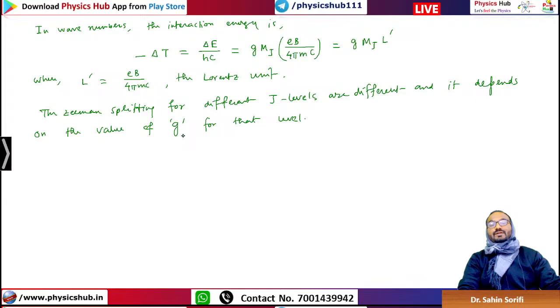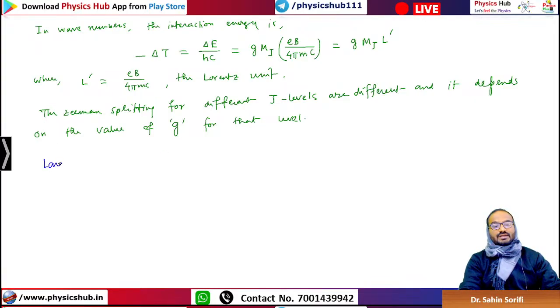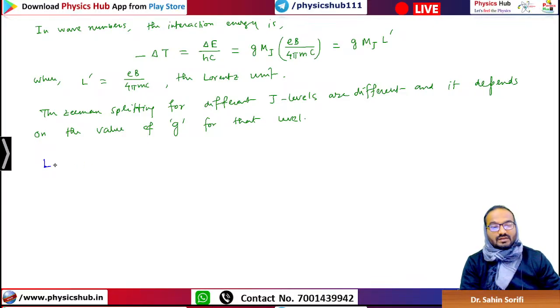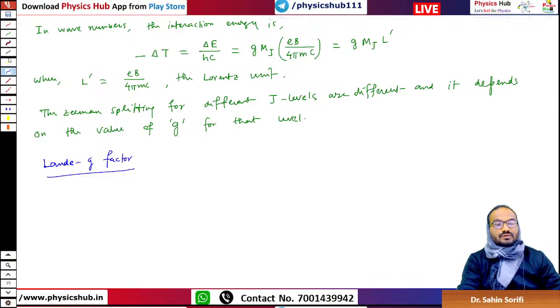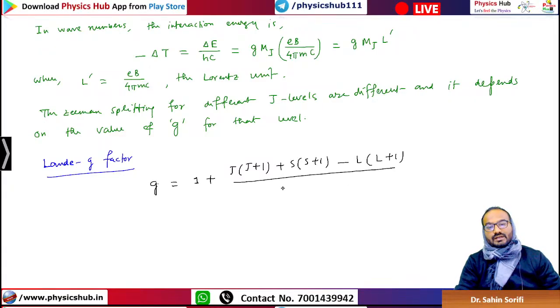Okay, the G value is important. Now this G is identified as the Landé factor. We have already given you the expression of the Landé factor while discussing the vector atom model. You can imagine how important it is. It's like the base model. So for a particular level, the Landé factor will be decided by this formula: 1 plus J into J plus 1 plus S into S plus 1 minus L into L plus 1, divided by 2J into J plus 1.